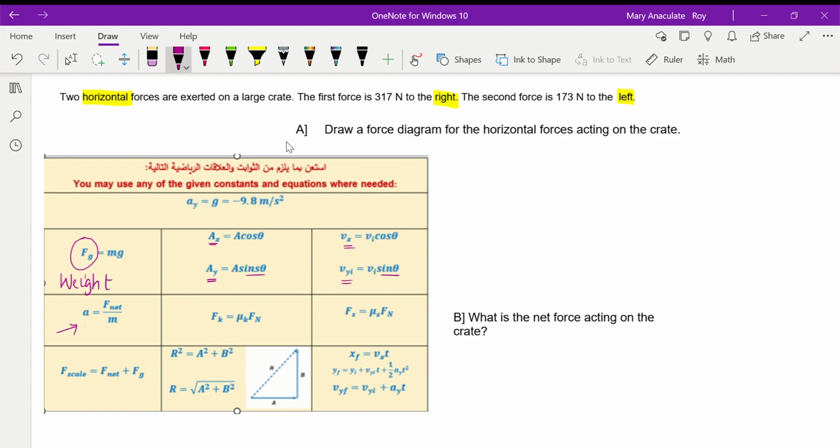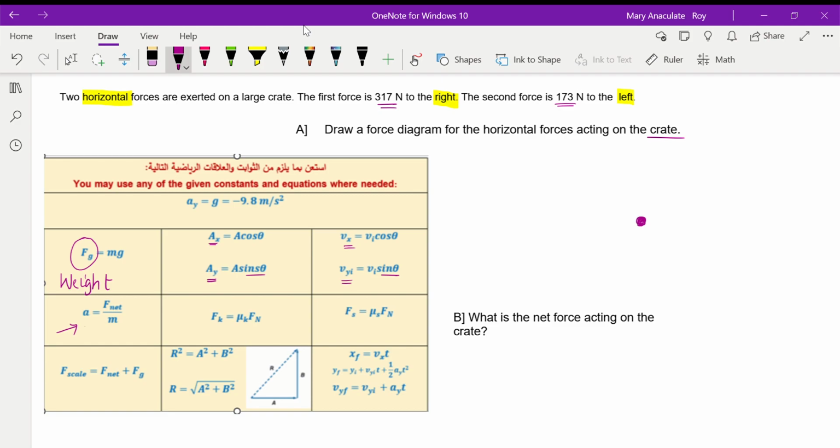Draw a force diagram for the horizontal forces acting on the crate. So you don't have to worry about what is a crate, how does it look, nothing, because you are going to place it as a dot. So any object is represented by a dot. So first step is place that dot. And then look at the value given. The magnitude of the first force is 317 to the right. The second force is to the left. And look at the magnitude. It's not the same, it's different.